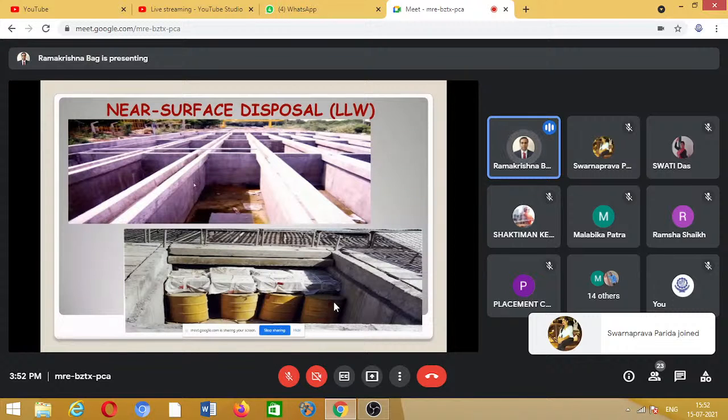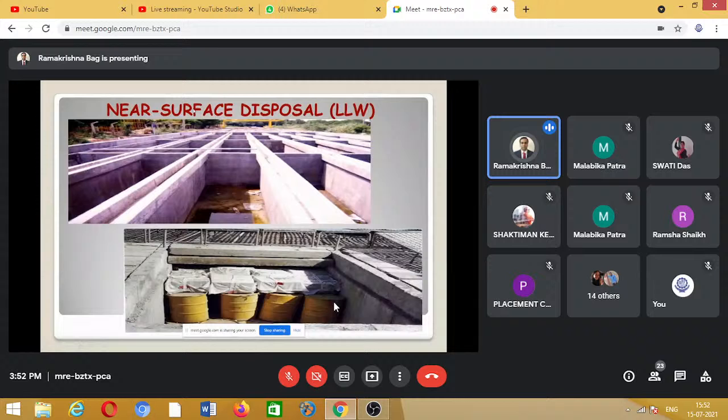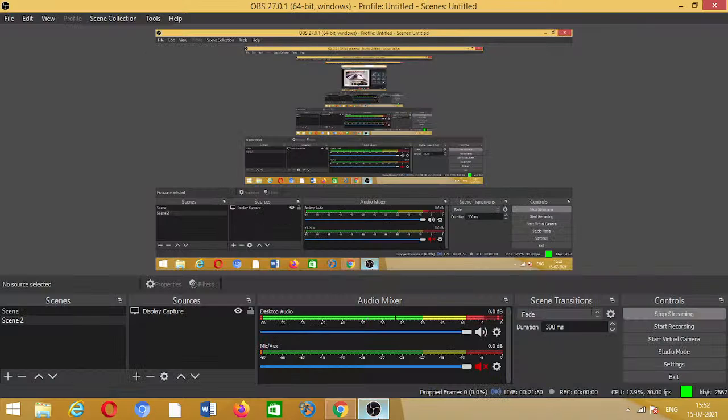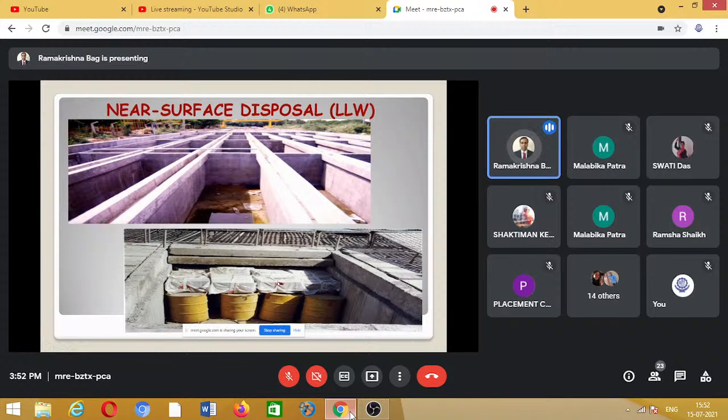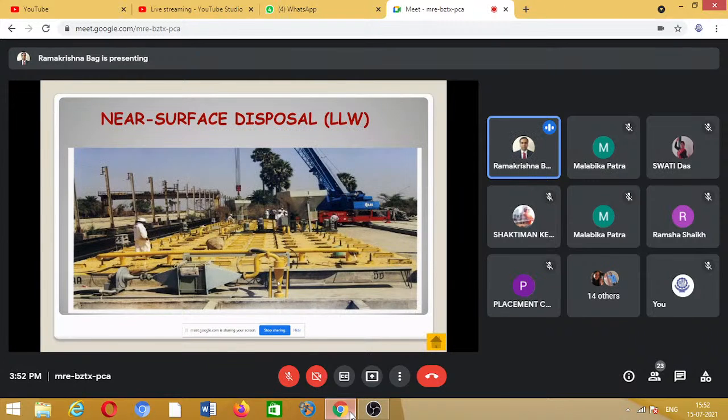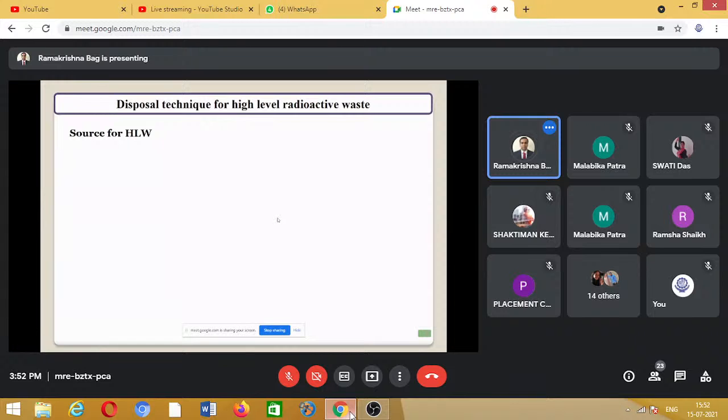So this is one of the real life pictures, which is called near surface disposal of low level waste. You can see some sort of drums where we put some oils or kerosene. Inside this is placed, and you have the concrete all over it. You cover it also with concrete, and you designate an area and dispose there. So this is some kind of facility for the low level waste. There is some work going on for construction of this kind of low level waste facility. These are real life pictures where this disposal takes place. And now, disposal technique for high level radioactive waste.